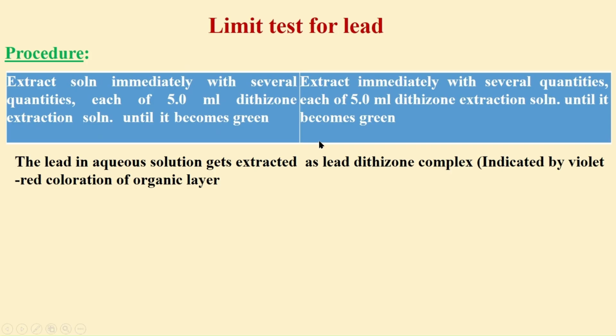We should extract such that all the lead present gets extracted into dithizone. How many times should we extract? Until the chloroform layer no longer becomes violet red and remains green in color. This means all the lead present in the aqueous layer has been extracted into the chloroform layer.